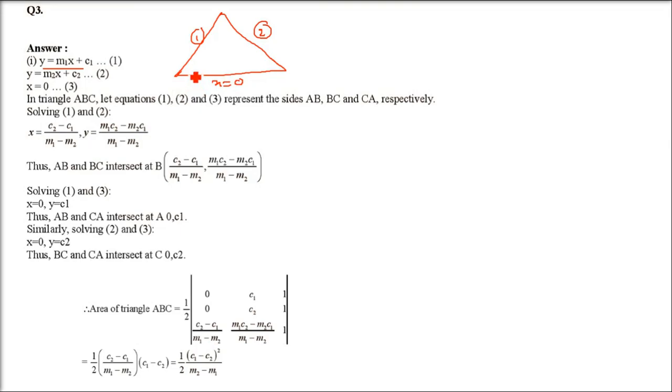So we have to take the intersection of all these 3 lines, taking them pairwise. So I'll do one for you. Let us take y equals m1x plus c1 and the third one. So first and third I am taking.